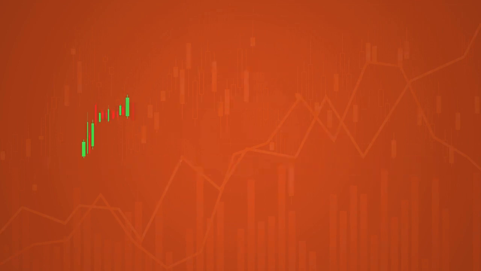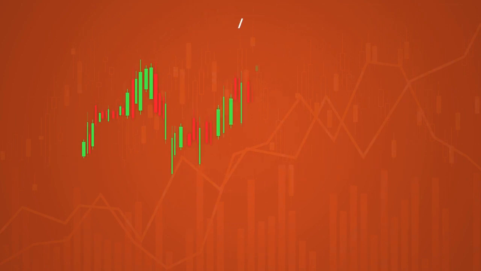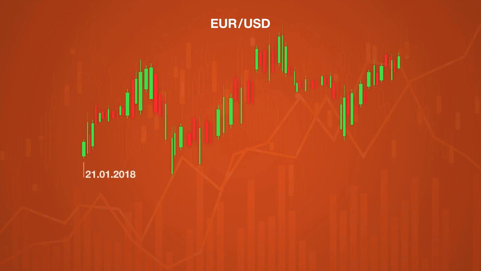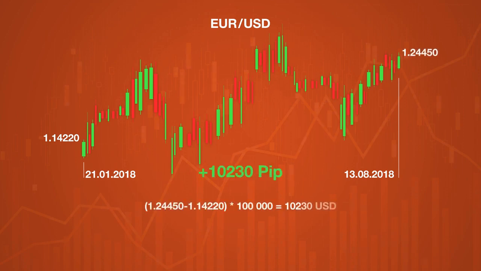Let's calculate a long-term pip for the EUR-USD pair. Assume we bought 1 lot of EUR-USD on January 21, 2018 at 1.14220 and sold it on August 13, 2018 at 1.24450. The profit is 10,230 USD. This is what pip is in a nutshell.